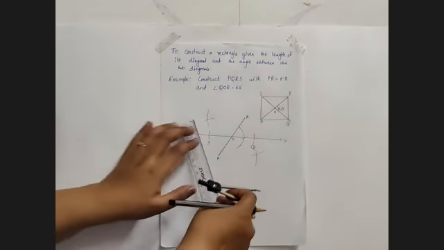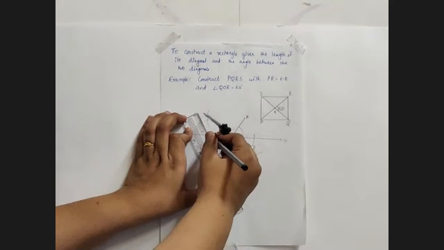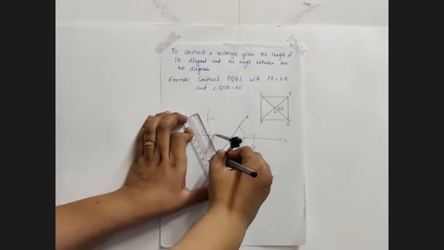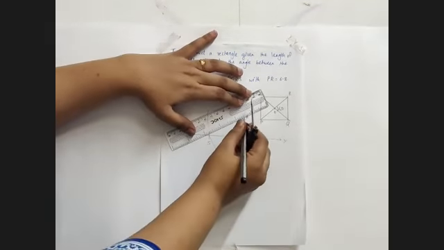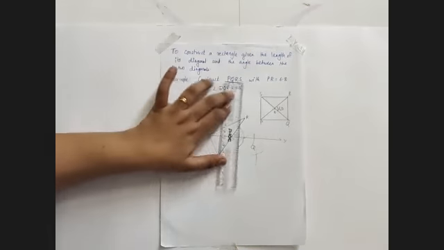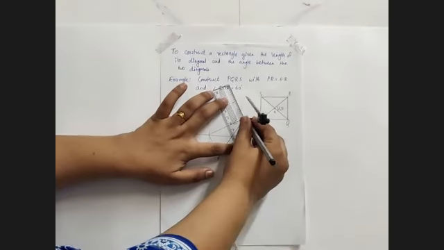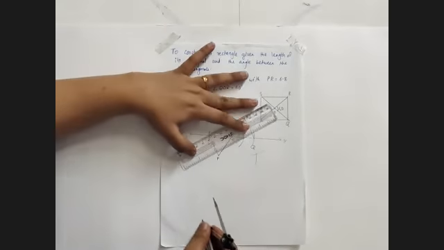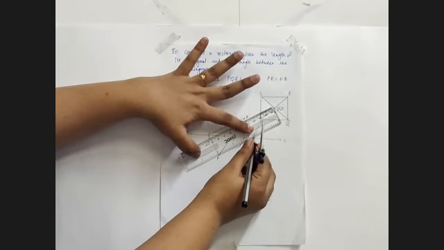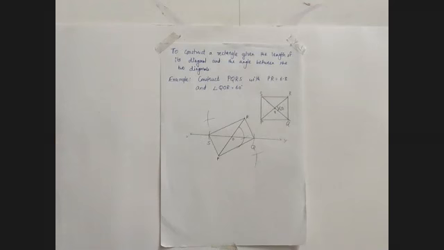Now what we have to do? We have to join, thus we have our rectangle PQRS. Now this is how you construct a rectangle given the length of its diagonal and the angle between the two diagonals. With this, the construction of rectangle is completed. Hope you have understood it. Thank you.